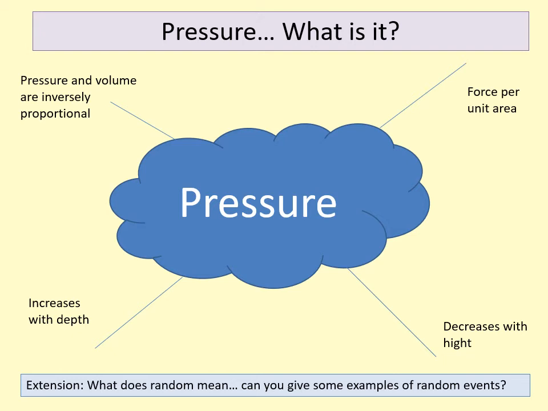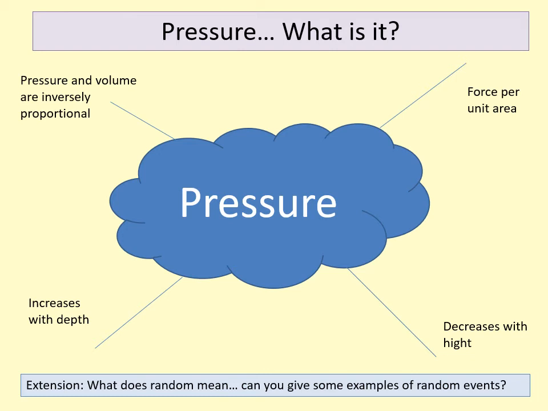Pressure decreases with the increase in height. As you go up, up, up high in the mountain, the pressure decreases. Pressure increases with depth. So if you go down deep into the sea, the pressure increases with depth. As we have seen, pressure and volume are inversely proportional to each other, and pressure and temperature are directly proportional to each other. That's the relationship between pressure, volume, and temperature.